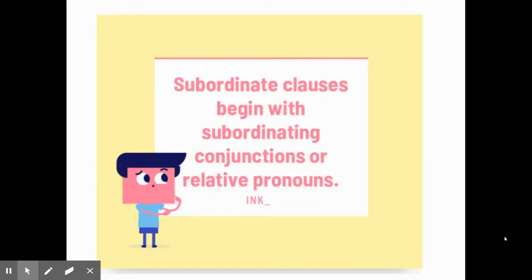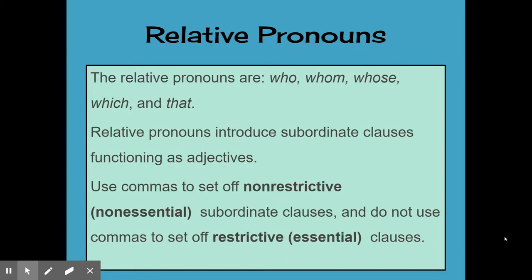Subordinate clauses begin with subordinating conjunctions, or they can also begin with relative pronouns. The relative pronouns are who, whom, whose, which, and that. Relative pronouns introduce subordinate clauses functioning as adjectives. To punctuate, you use commas to set off non-restrictive or non-essential subordinate clauses, and do not use commas to set off restrictive or essential clauses.